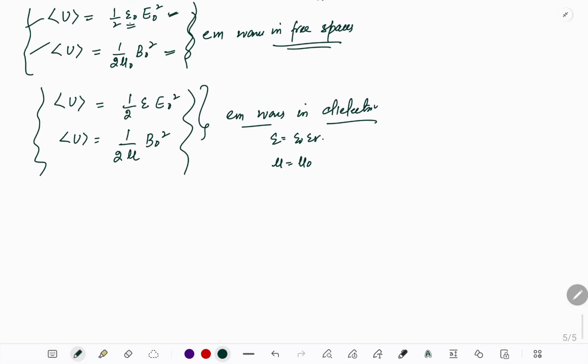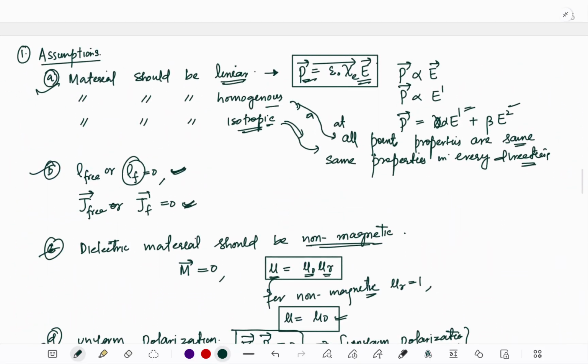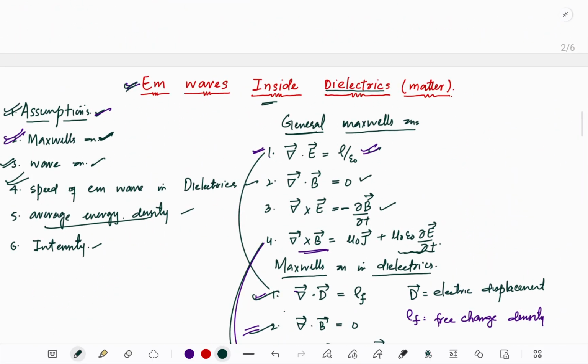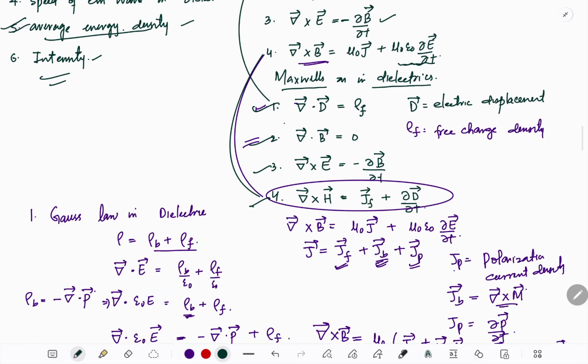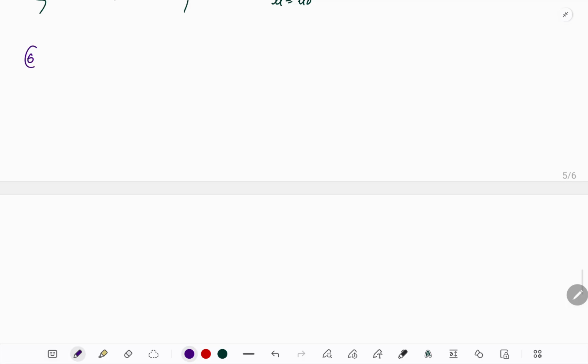Now there is another topic: intensity. Now the sixth topic is intensity. Intensity is actually the average of the Poynting vector. So for electromagnetic waves in free space, I was able to write intensity as the average of the Poynting vector, which was actually c times 1/2 epsilon 0 E naught squared.